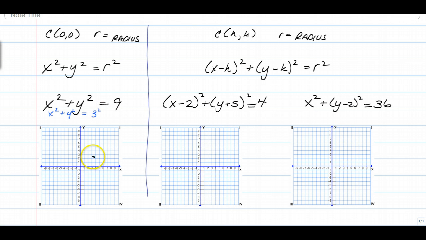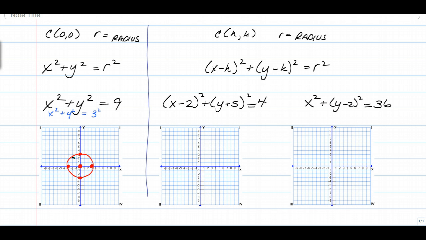So to graph a circle, if the origin is your center, you just put a dot at (0, 0). And if your radius is 3, you just put a dot 3 to the right, 3 down, 3 left, and 3 up. So basically at (3, 0), (0, 3), (0, -3), and (-3, 0). And then to the best of your ability, you draw a circle. And that's it. You're done.